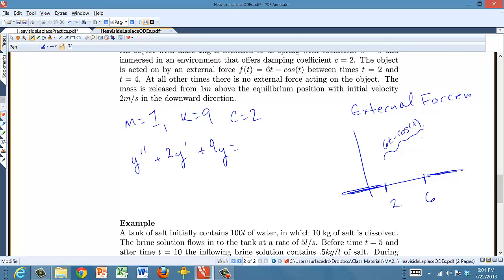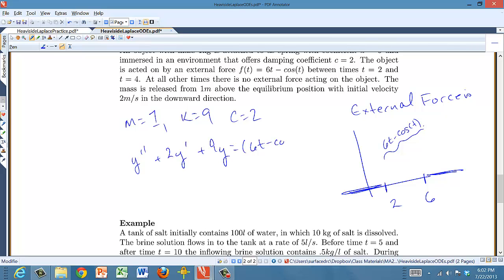I just totally made that up, so that graph isn't that close, but it's sort of ballpark. Anyway, now let's write down our external forcing function in terms of Heaviside functions, and the reason that we'll do that is because then it's easy to solve the resulting ODE. There are other ways to deal with these discontinuous forcing terms, but Laplace transforms really excel in this area. So let's see. This external force is nothing up until time 2. At time 2, we want to turn on the external force 6t minus cosine t.